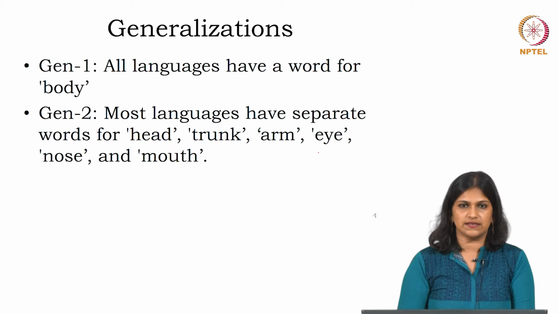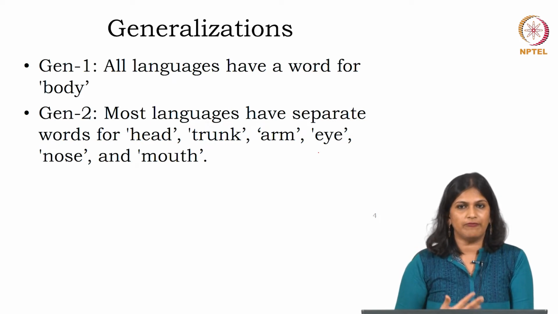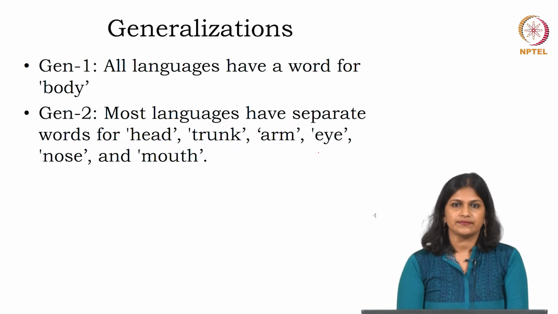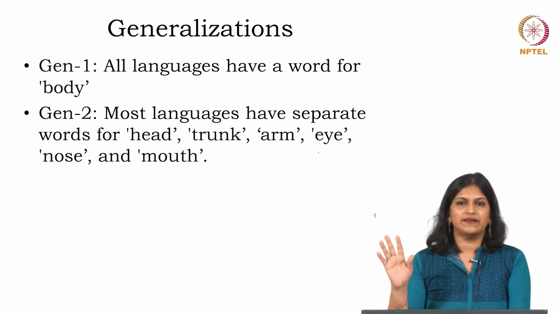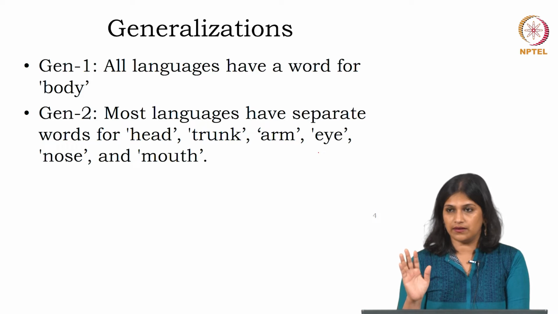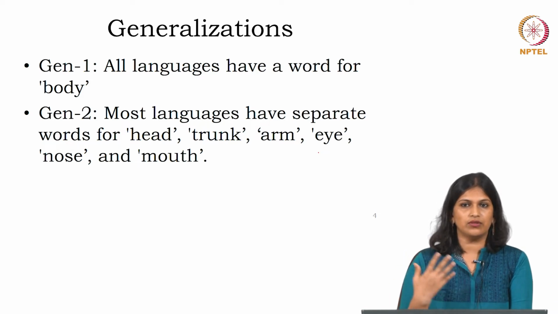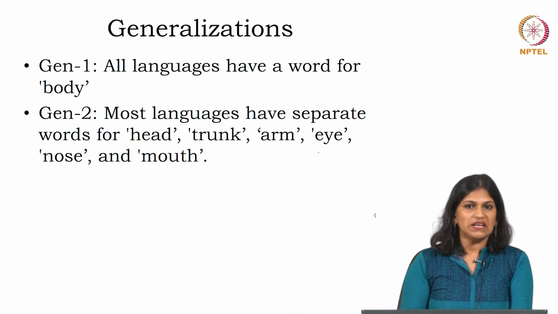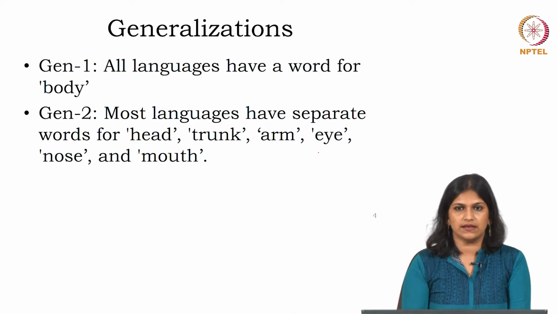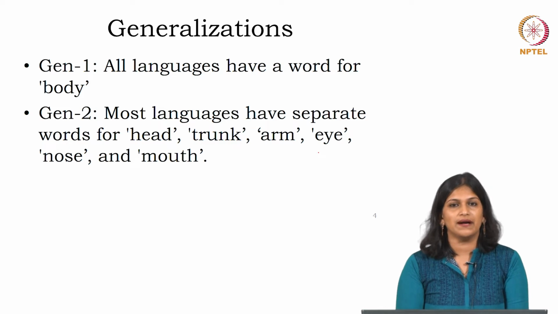The first generalization is that all languages have a word for body, right. The body could have different parts taxonomically, partonomically. So, your hands, your legs, your eyes, your mouth, your tongue, your knee, your let us say ankle. So, all of them, these are the parts of the body.